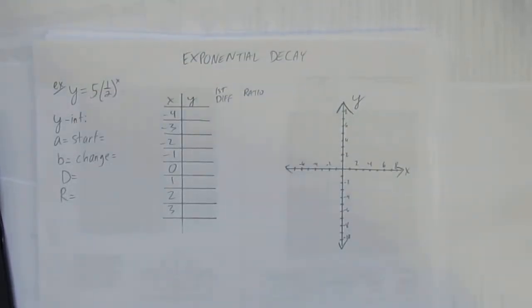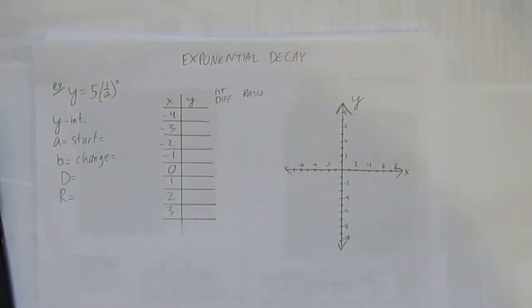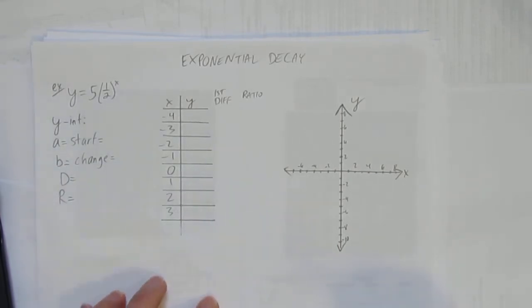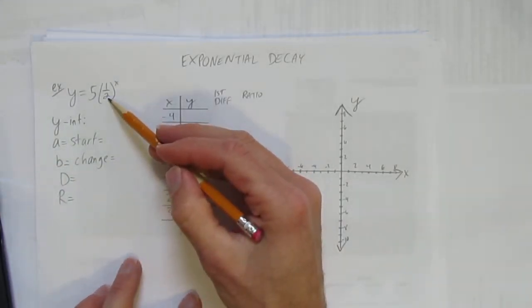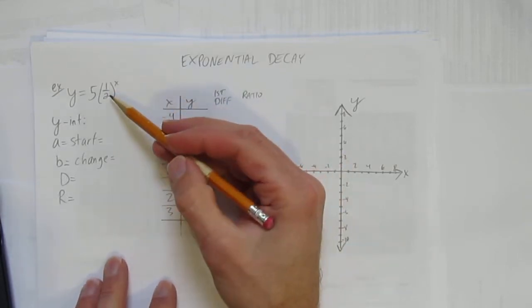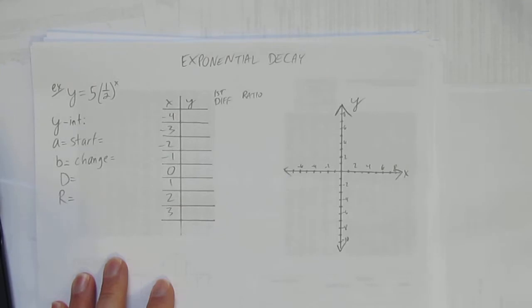In this video, we'll look at exponential decay. The equation I've given is y equals 5 times 1/2 to the power of x. We can tell it's exponential decay because the base or ratio here is between 0 and 1. 1/2 is 0.5. That's obviously between 0 and 1. That's how we know it's decay.